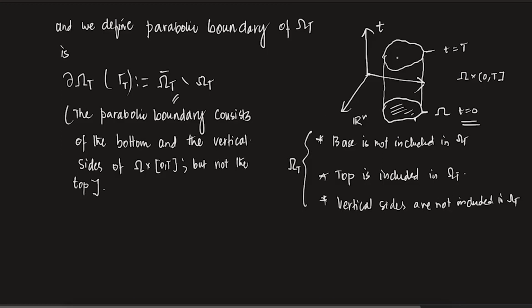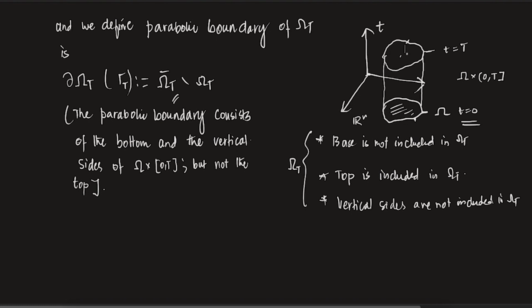Let's say, for example, you take a point here on the top, t equals T and x equals some x naught, which is in omega. Do you think that point is in the parabolic boundary gamma t? This is gamma t, right? Do you think it is in gamma t? Of course not. What about a point here? Do you think this point is on the parabolic boundary? Of course it is. That point is on the boundary.